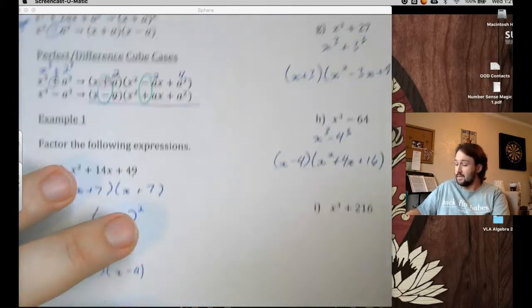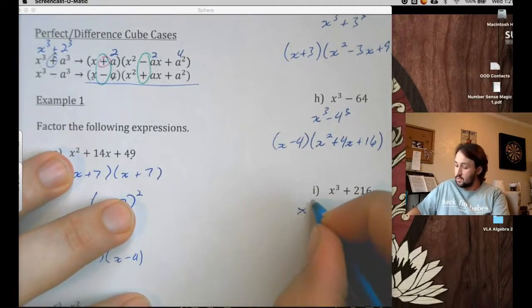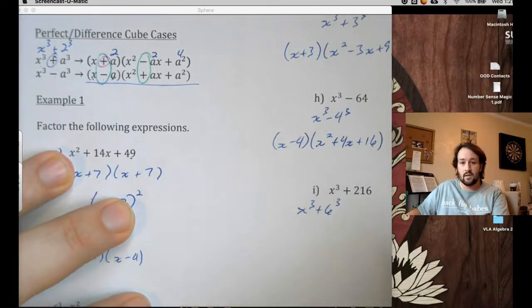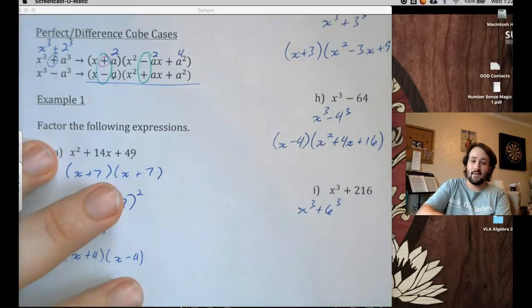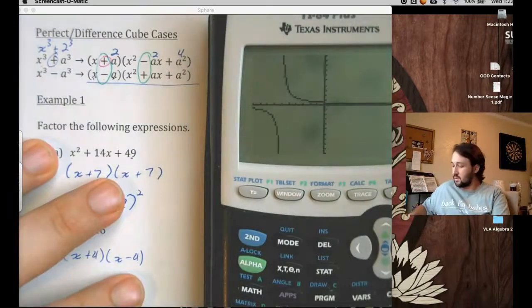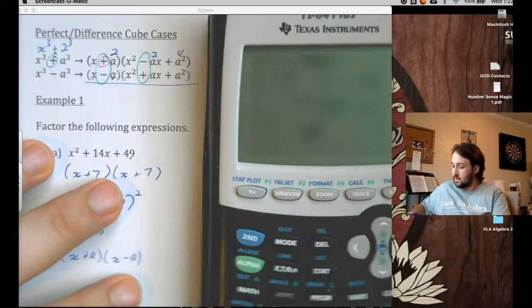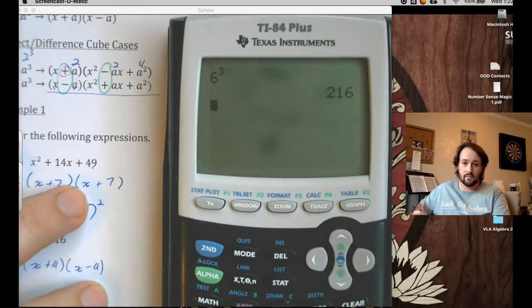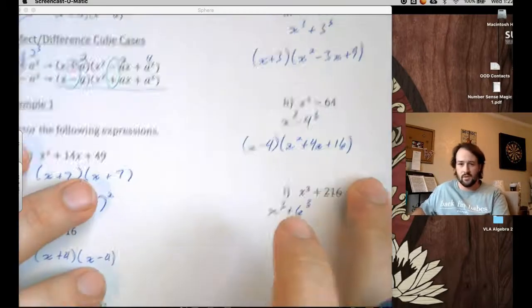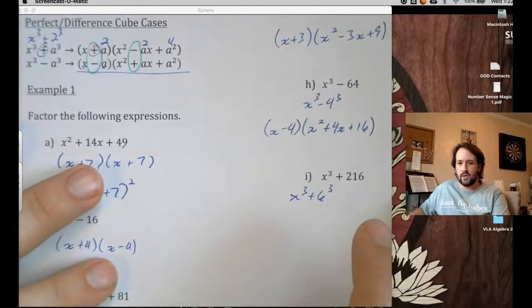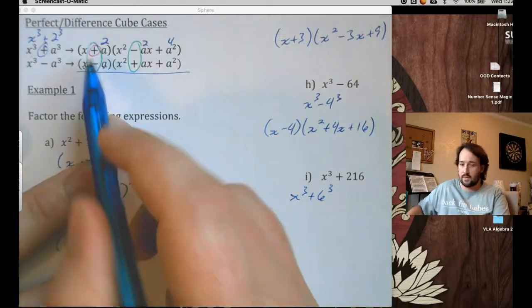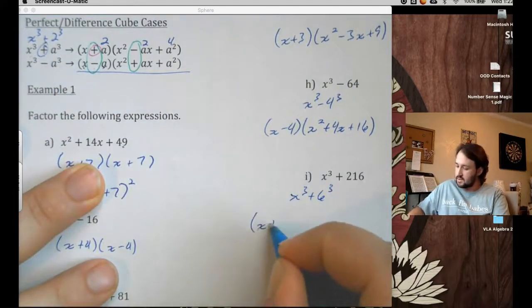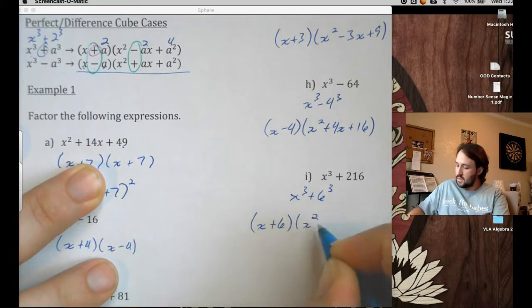Easy money. All right, this is x cubed plus 6 cubed. Some of the numbers get big. Remember, you have a calculator, so you can check it in your calculator and make sure that it actually is that thing cubed. It's like 6 cubed. I know that off the top of my head because I'm a weirdo. 6 raised to the third is 216. All right, so if you're ever not sure, just check in your calculator. All right, so if we have x cubed plus 6 cubed, it's falling under the sum one. So I'll keep the sign the same. So I'll have x plus 6 and x squared minus 6x plus 36.